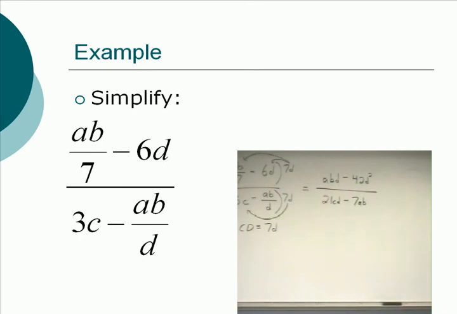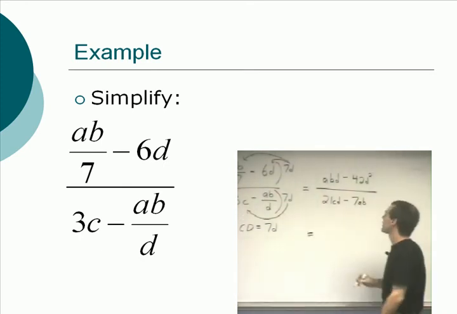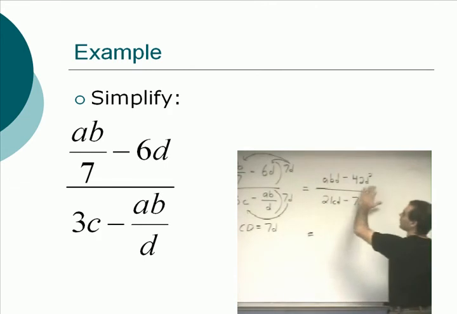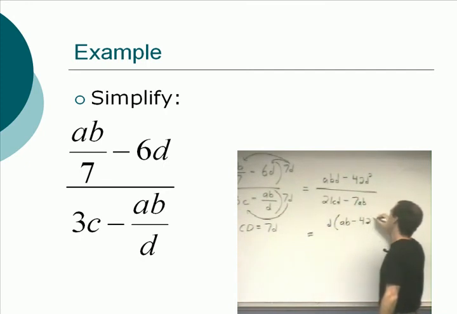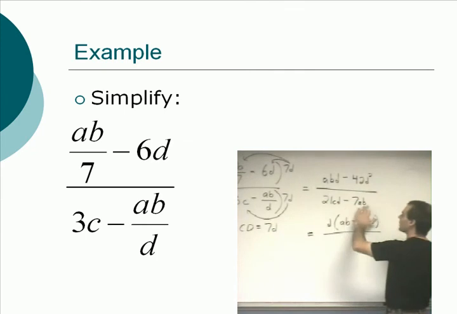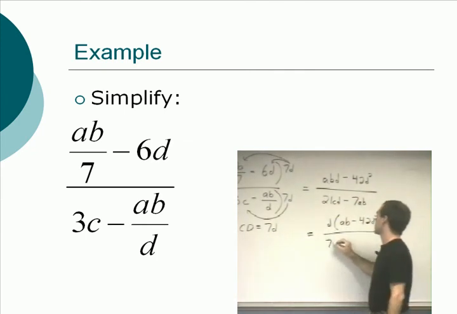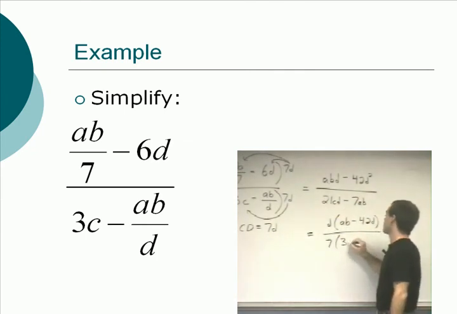Now the only thing we have left to do, this is true, but we should take this one step now, and we've got some common factors. Common factor here of d, and so we can rewrite this as d times ab minus 42d over, here we got a common factor of just 7. 7 times 3cd minus ab.